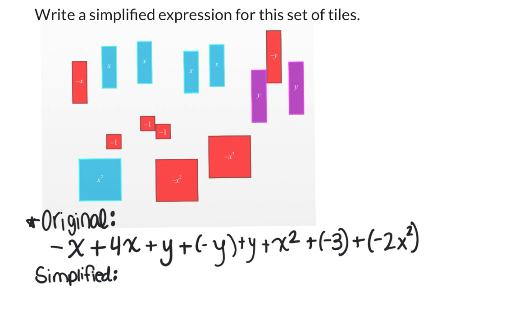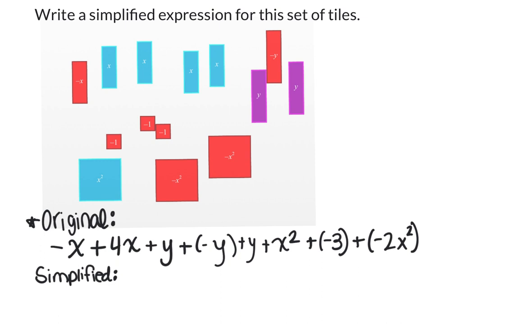All right, on this one we started with -x plus 4x plus y plus a -y plus y plus x squared plus -3 and plus -2x squared. One thing I haven't mentioned yet that is important to hear is just that the order that you're listing these out does not matter since addition is commutative. So just keep that in mind. I may have started with my x's, but maybe you started with x squareds. That's perfectly fine. All right, let's see what this simplifies to.